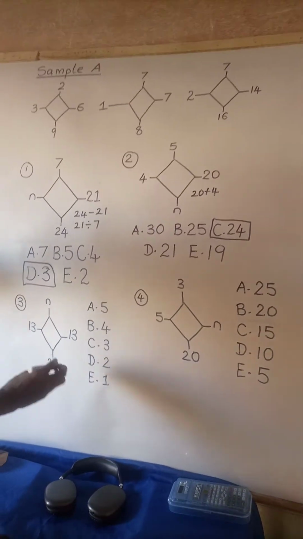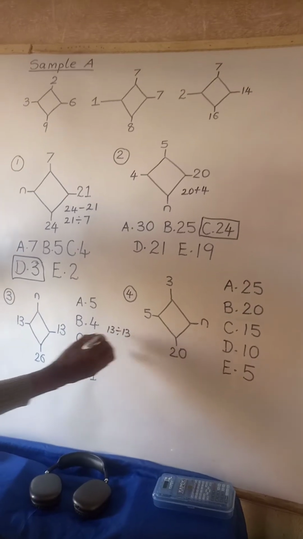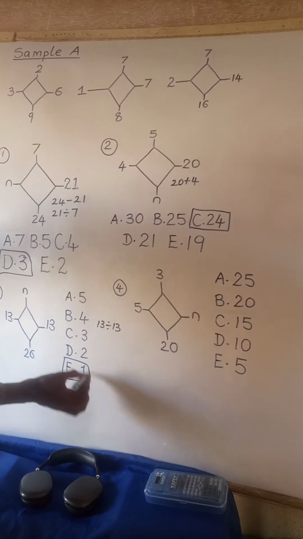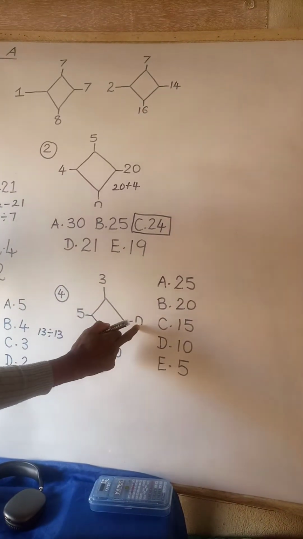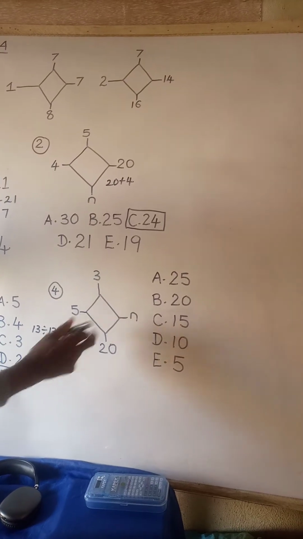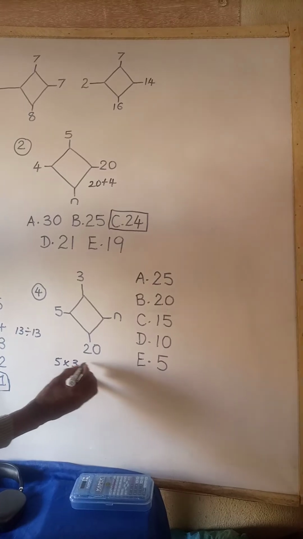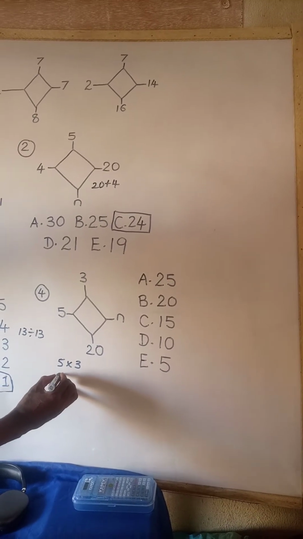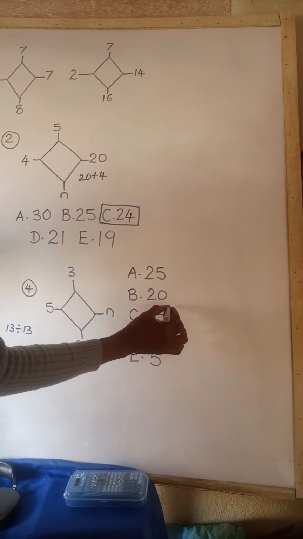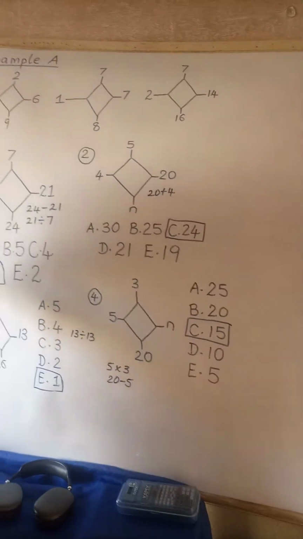We move to question number 3. What we are going to do is 13 divided by 13, and 13 divided by 13 will give us 1. We move to question number 4. This place is unknown, so what we're going to do is very simple. You will do 5 times 3, or you can do it this way: 20 minus 5. It will give us 15. So the answer to question number 4 is option C, that is 15.